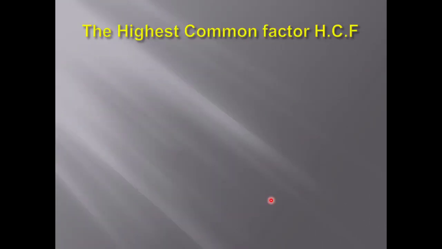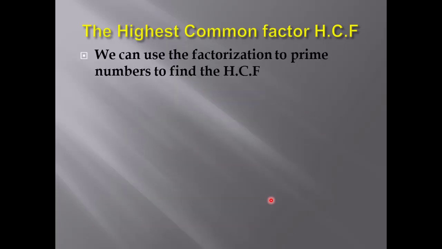Okay, also we can use factorization to get the highest common factor. For example, find the highest common factor of 30 and 24. We said we will use factorization. We explained factorization in the last video.